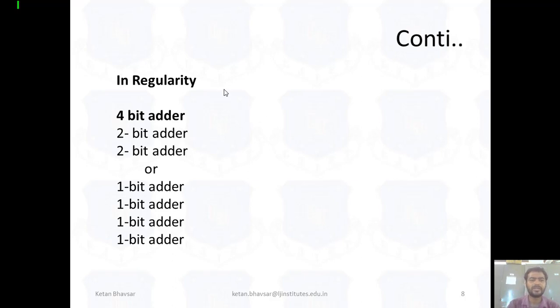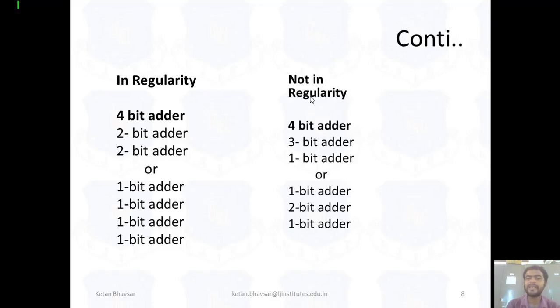As you can see, this is what regularity is. Suppose you have a 4-bit adder, then you divide the adder into 2-bit adder and 2-bit adder, or you can divide it into 1-bit adders equally in 4 parts. So it is equal to the 4-bit adder. Irregularity means, suppose you have to design a 4-bit adder, you cannot implement a 3-bit adder and a 1-bit adder, because it's not a linear way. So it's not in a regular manner. Or you cannot implement a 2-bit adder and 1-bit adder, 1-bit adder separately, because it's not in a regular manner.